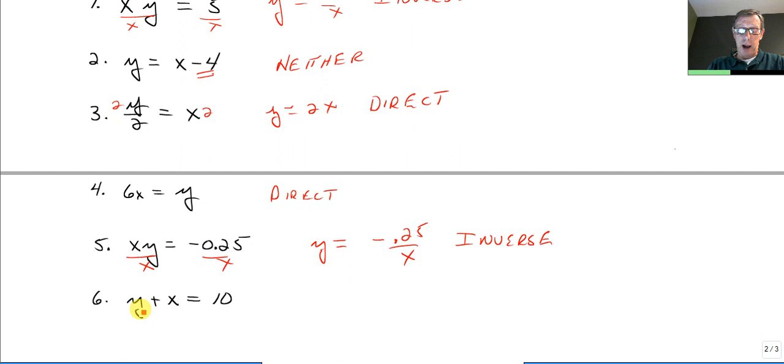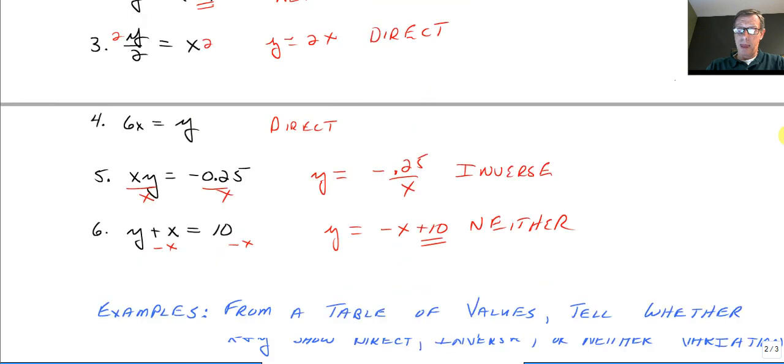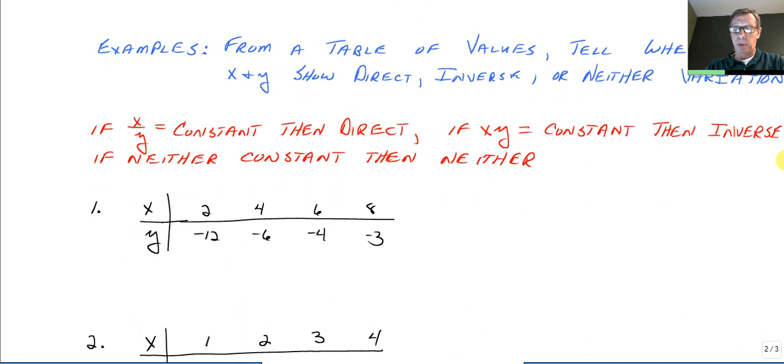On the next one, I have y and x on the same side. They're added and subtracted, so let's go ahead and subtract x from both sides, and I would get y is equal to a negative x plus 10. And both x and y are numerators on opposite sides of the equal to sign, but it's not going to be direct variation because there's something added, so this is a neither. And that's it for those kind of problems. Now let's go to another kind of problem.